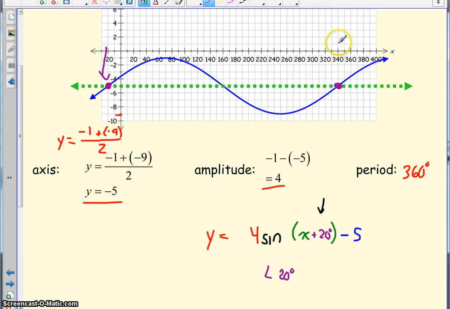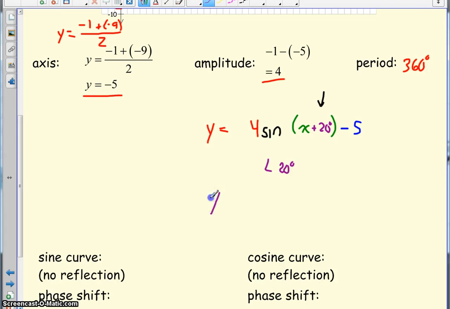But let's say I wanted to use this one instead. This would be a phase shift of right 340 degrees. And this equation would work just as well. I could have a possibility here of y equals positive 4 sine of x minus 340 degrees minus 5. And this would be the exact same graph as this one. These would both be acceptable.